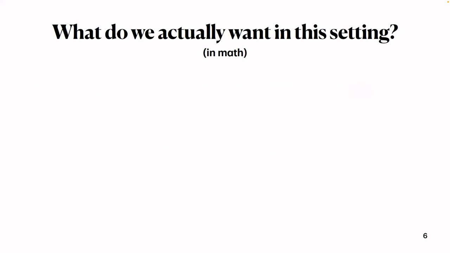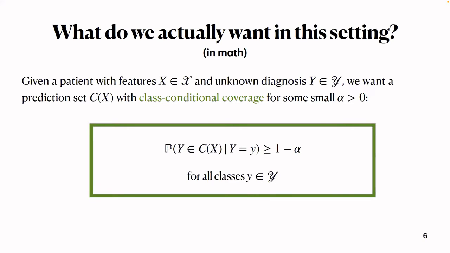So to formalize this a bit, given a patient with features X and unknown diagnosis Y, we want to output a prediction set, which we denote C of X, with class conditional coverage. So what this means is that even when we condition on Y equals y, we want the prediction set to be correct with high probability.